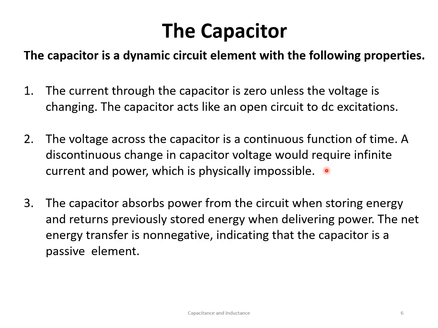So the voltage will change if some current is flowing through the capacitor, and in order to change the voltage suddenly from one level to another level, we need a huge current to flow through the capacitor, which is not physically possible. A capacitor absorbs power from the circuit when storing energy and returns previously stored energy when delivering power. The net energy transfer is non-negative, indicating that the capacitor is a passive element.